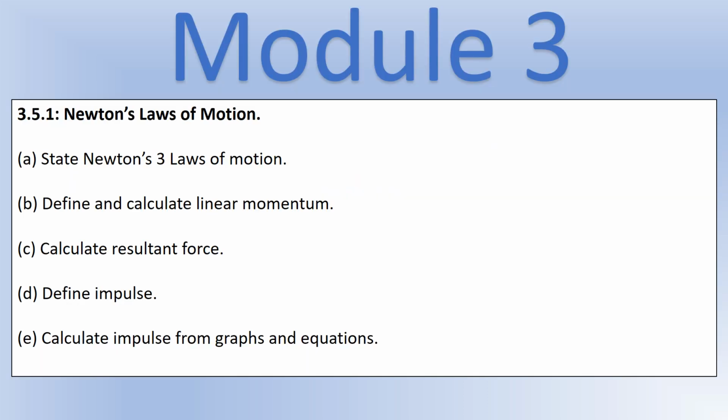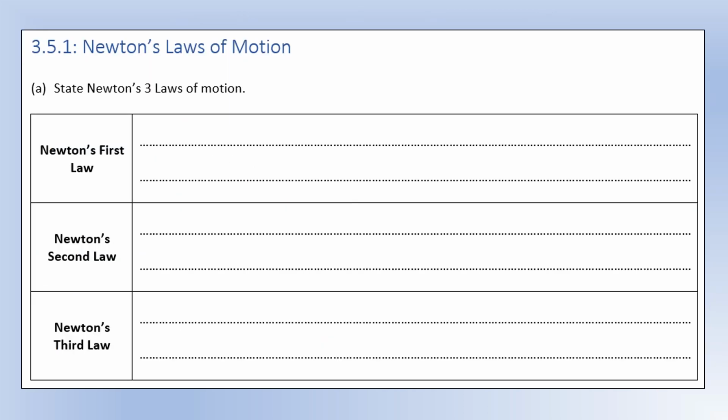All right, so final topic in mechanics, or module 3, Newton's laws of motion. Again, work your way through this, defining each of the laws, and then we'll take a look at each of them. All right, so first of all, Newton's first law. It's usually expressed as an object will remain in uniform motion unless it's acted on by a resultant force. But in a nutshell, what that means is velocity is constant unless a resultant force acts.